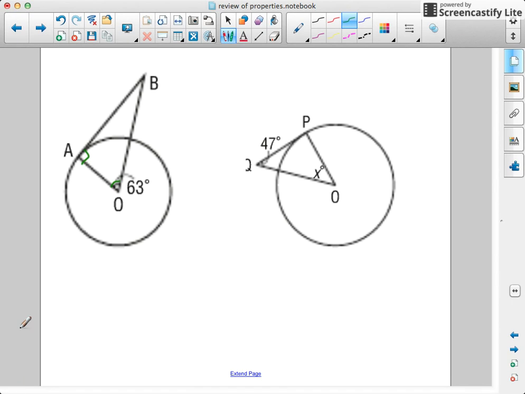If they give me that this is 63 degrees, I can use my angle properties in a triangle and go 180 degrees minus 90 minus 63, and B would be 27 degrees. Same idea on this one. This is my radius, this is my tangent, so here is my 90 degree angle. So if this is 47 degrees, this is 90, I can go 180 minus those, and X ends up being 43 degrees.